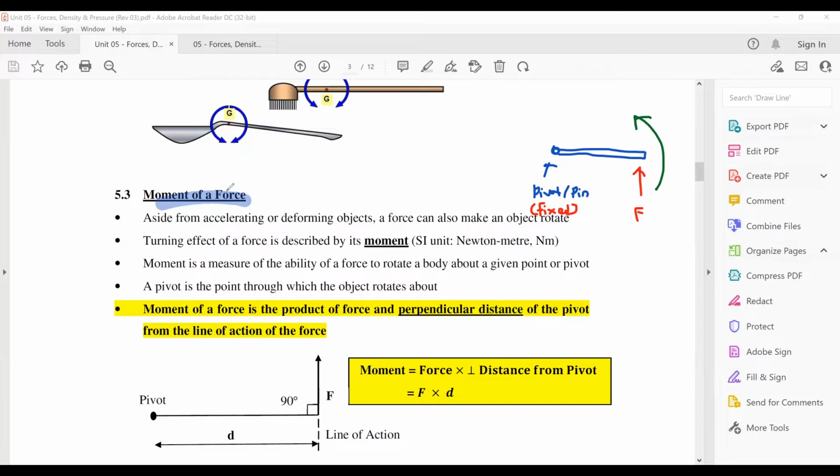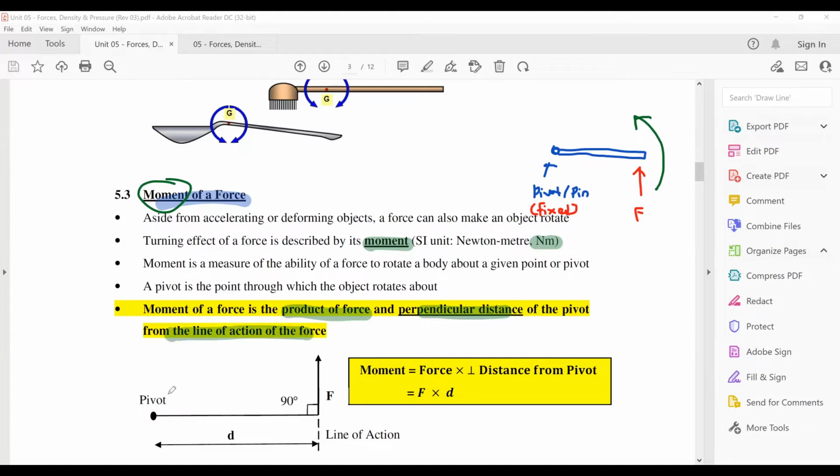Okay, force can cause rotation, and the ability of a force to cause rotation is measured by what we call moment. Okay, so the higher the moment of an object, the larger its ability to turn an object. Okay, it is described as moment, measured in units of Newton meter. All right. Now, if we are asked to define what is a moment in your exam questions, you will just say the moment is the product of force and perpendicular distance of the pivot from the line of action of the force.